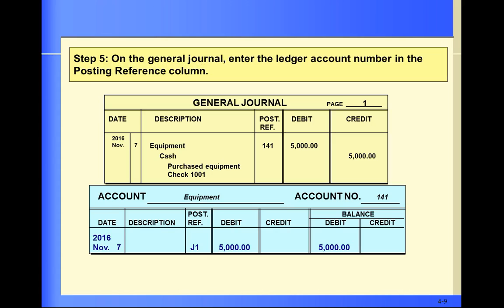So next we're going to look at the idea of putting the information about the account number itself back in the journal. In this situation, the posting reference column on the journal is where we'll put the account number for that particular account.